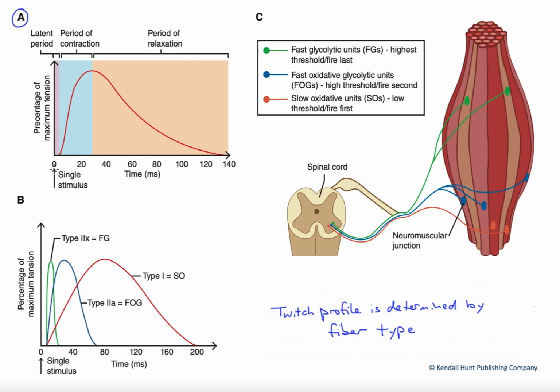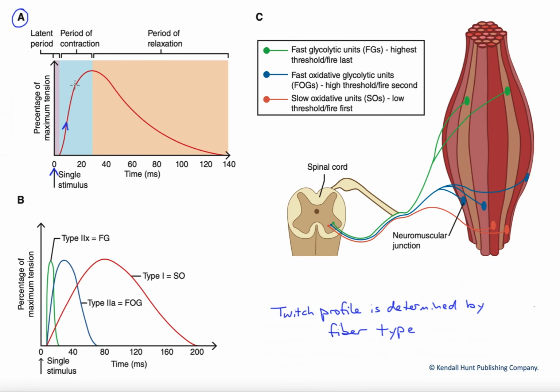When our stimulus arrives right here at time 0, we initially get what's called a latent period during which no tension has yet developed. This is the period during which the molecular events of excitation-contraction coupling occur. That involves the calcium release and diffusion, the binding to troponin, the moving of tropomyosin out of the way, and then finally the formation of cross bridges and tension development.